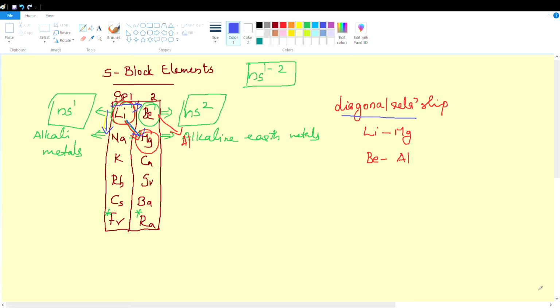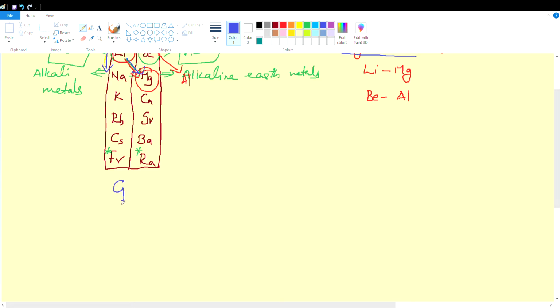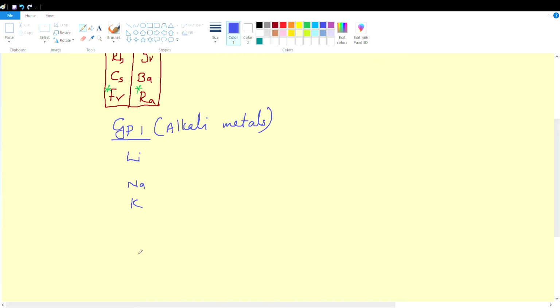Dear children, let us now explain the atomic properties of alkali metals, that is Group 1. The Group 1 members are called alkali metals. All the S-block elements are metals. These Group 1 elements are called alkali metals because when they dissolve in water, they form hydroxides which are alkaline in nature. The members are lithium, sodium, potassium, rubidium, cesium and francium. Here francium is radioactive.